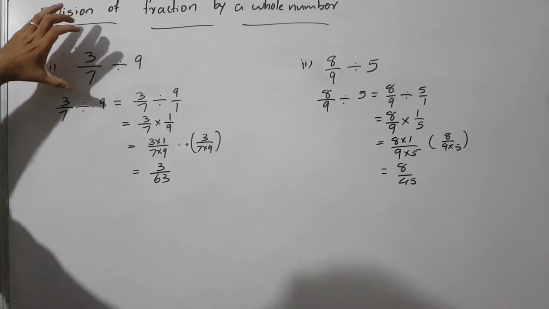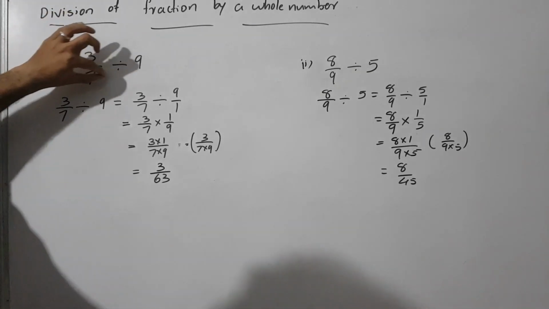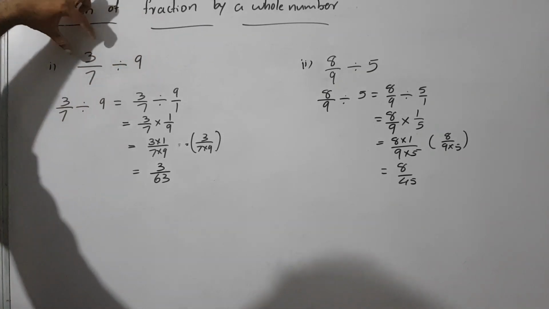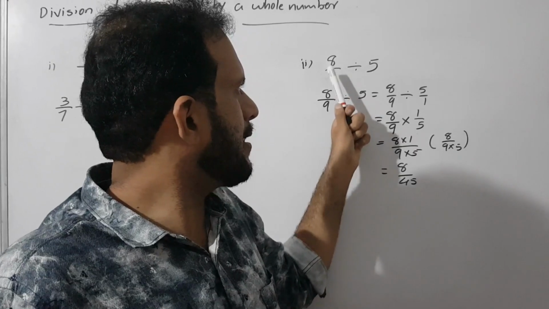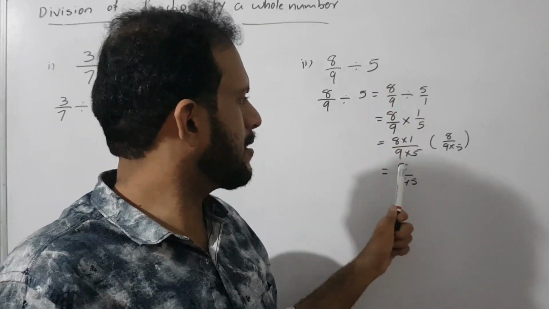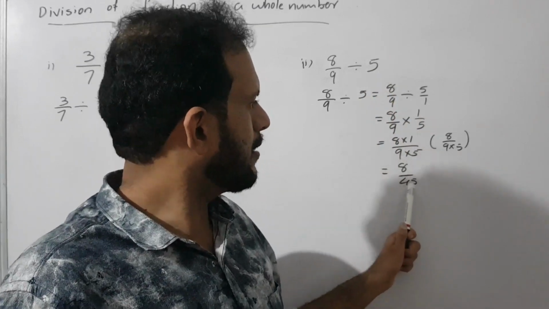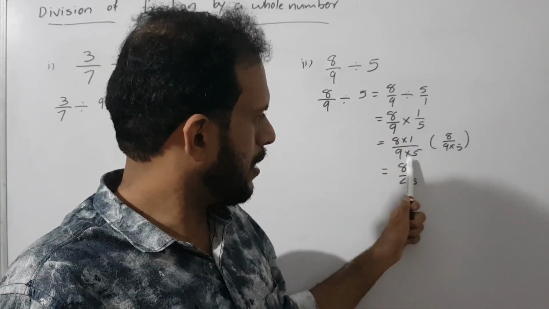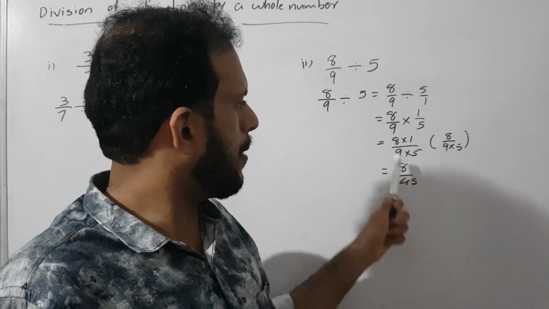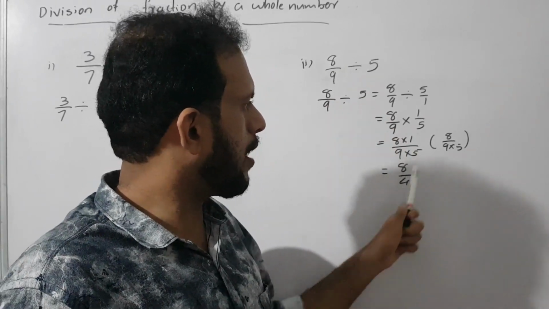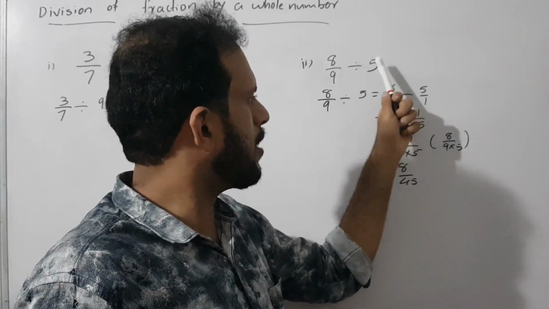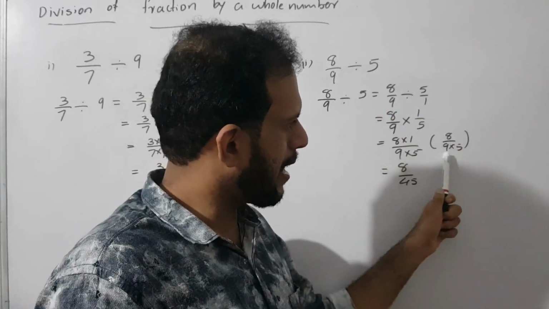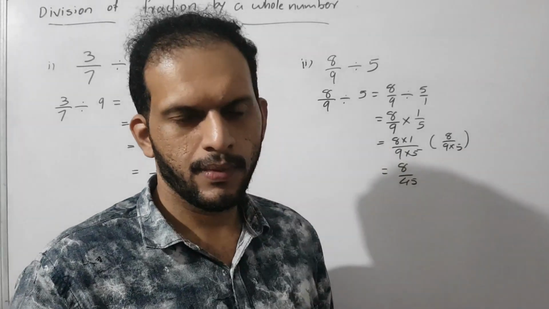So how do we do the work directly? 3 by 7 divided by 9 is equal to 3 by 7 into 9. Now, 8 by 9 divided by 5. The answer is 8 by 45, correct? That means 8 is the numerator, by 45. How to get 45? 9 into 5. So 8 by 9 divided by 5 is 8 by 9 into 5.